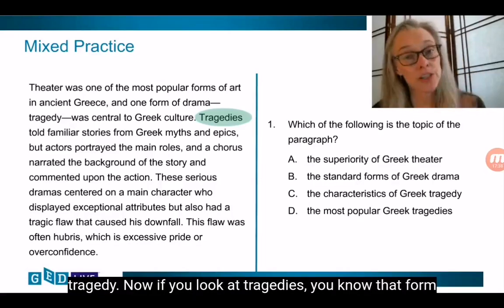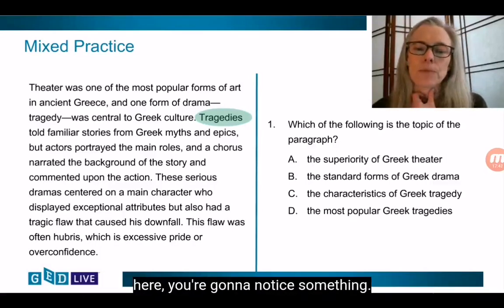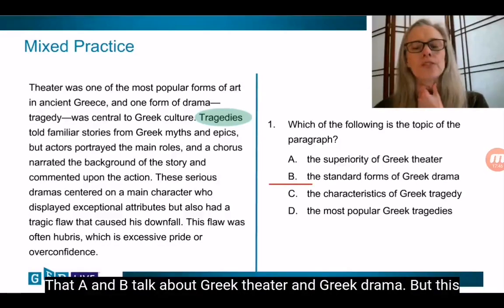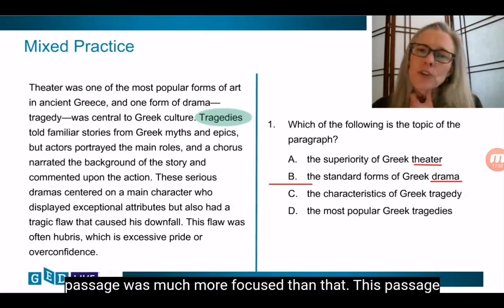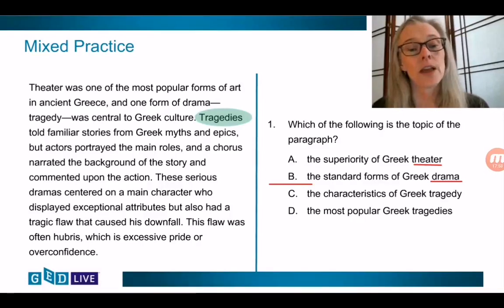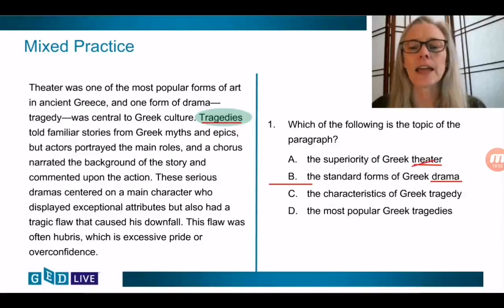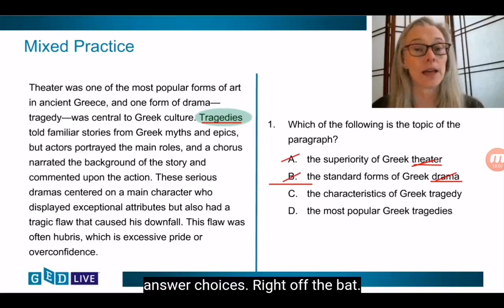Now, if you look at tragedies, that form of drama in particular, and if you look at your answer choices here, you're going to notice something. Right? A and B talk about Greek theater and Greek drama. But this passage was much more focused than that. This passage was specifically about tragedies. And so drama and theater are not specific enough. And you can just go ahead and get rid of those answer choices right off the bat.